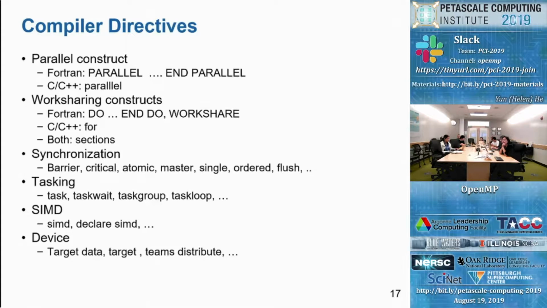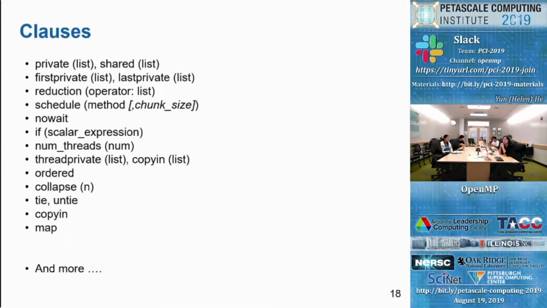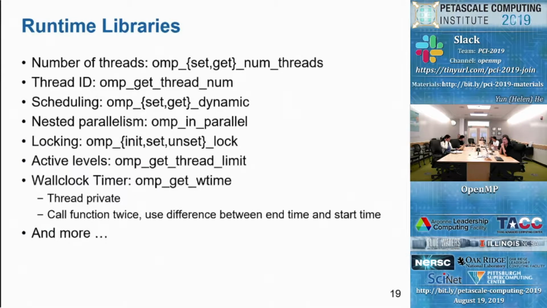The next slide is on the clauses. You can also add onto the directives with clauses, for example where you want a variable to be shared or private, different scoping, what operations you want, different schedules. Again, lots of those clauses as well. Next slide, please. The runtime libraries let you inquire how many threads I have, how many total threads, what my thread ID is, whether I'm in a parallel region, etc. A lot more as well.